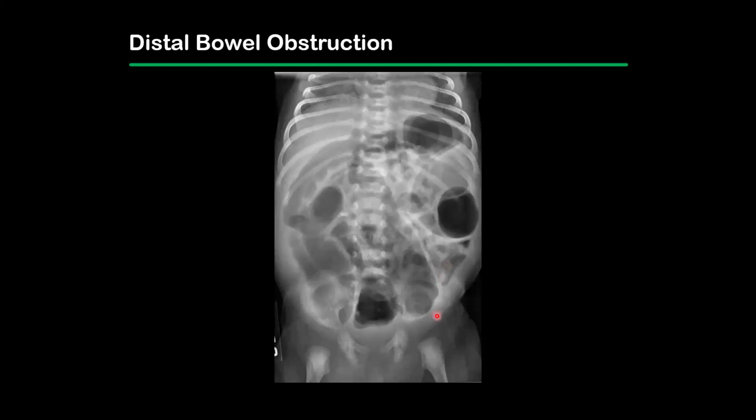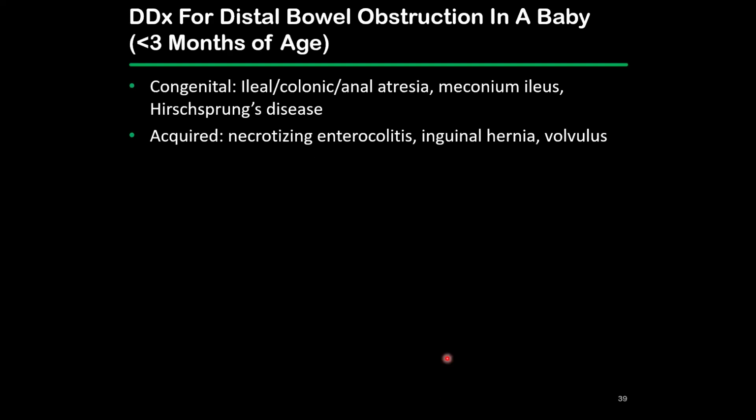And so it's definitely distal to the ligament of Treitz. For babies, the differential for distal bowel obstruction is having ileal, colonic, or anal atresia, having meconium ileus, or having Hirschsprung's disease for congenital reasons, and then acquired reasons are necrotizing enterocolitis. Again, having a volvulus or having an inguinal hernia.